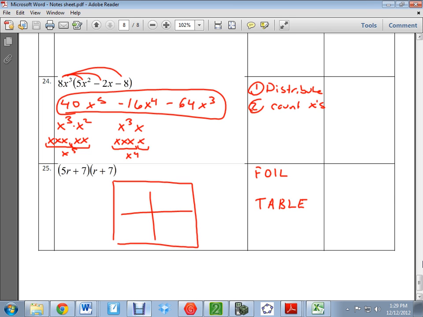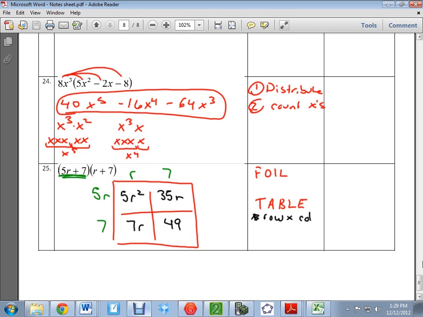When I draw the table, I'm going to place the 5r and the 7 along the side, and the r and the 7 on the top. When I'm doing the table method, I will multiply row times column. Okay? So I'll multiply the row times the column just like we did above. 5r will get multiplied by r to get 5r squared. 5r will get multiplied by the 7 to get 35r. 7 will get multiplied by the r to get 7r, and 7 will get multiplied by the 7 to get 49.